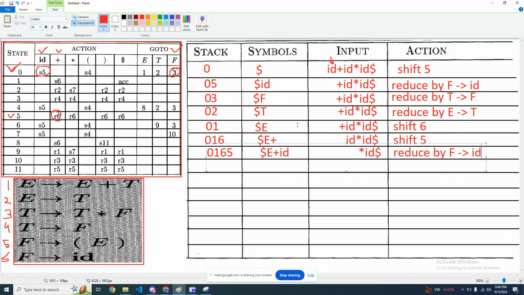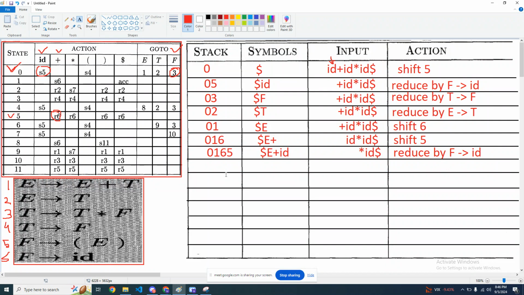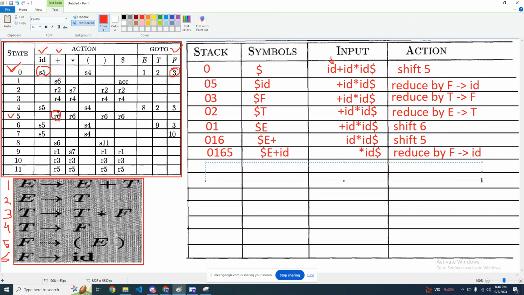Okay, so what should be the current action? We need to reduce, right? So if you reduce, what is the cardinality? Cardinality is 1. So 0, 1, 6, 5 will be removed from the stack. Our symbol will be reduced, which is dollar E plus this ID will be reduced to F. Our input will not change. Our input will remain the same, ID dollar, right?